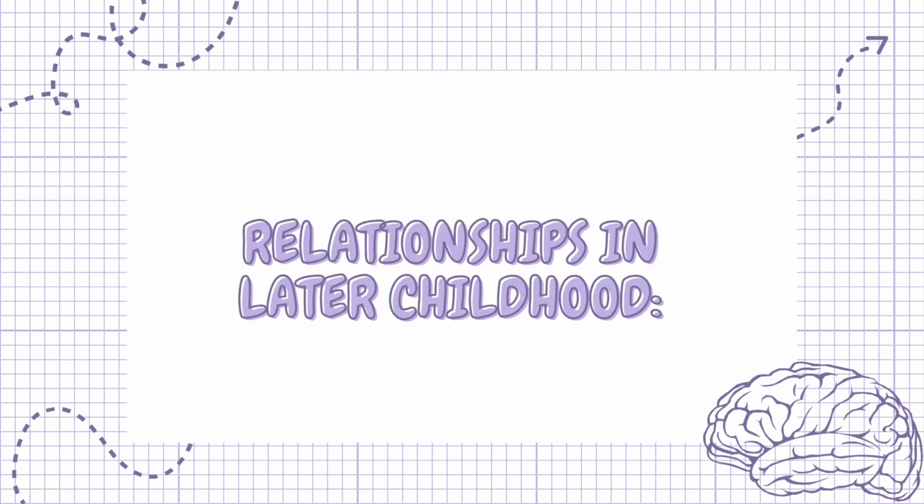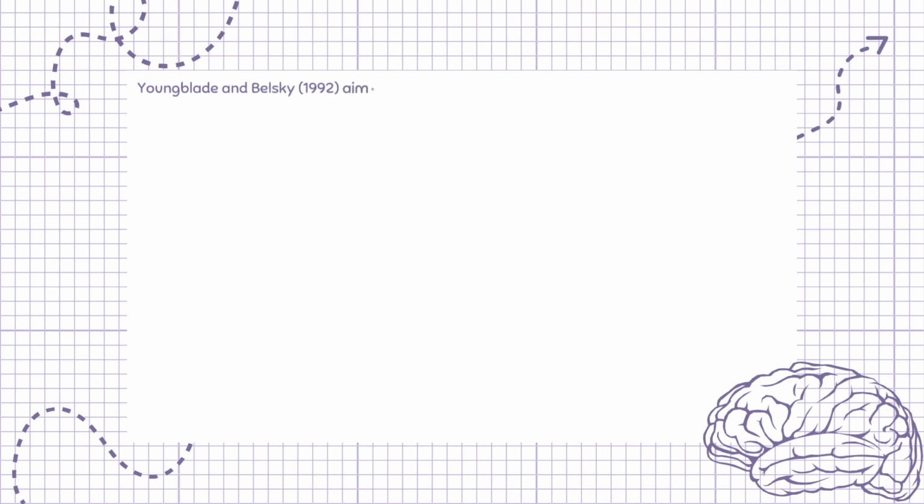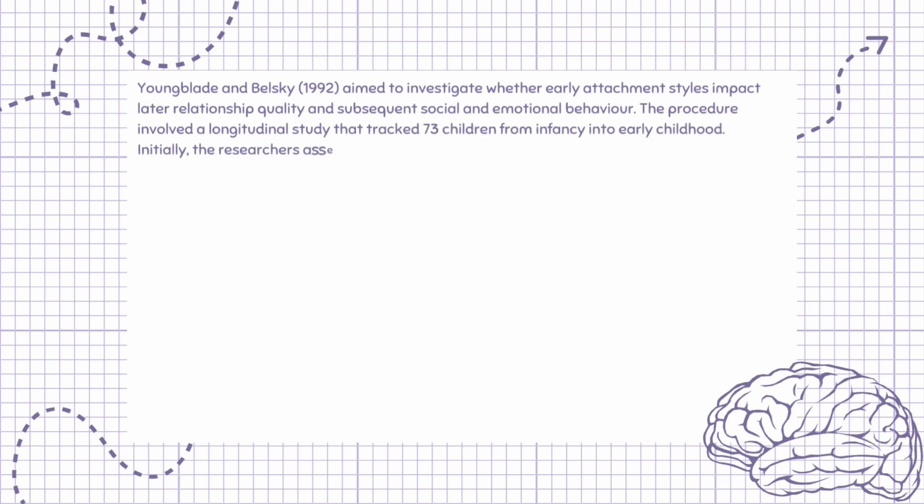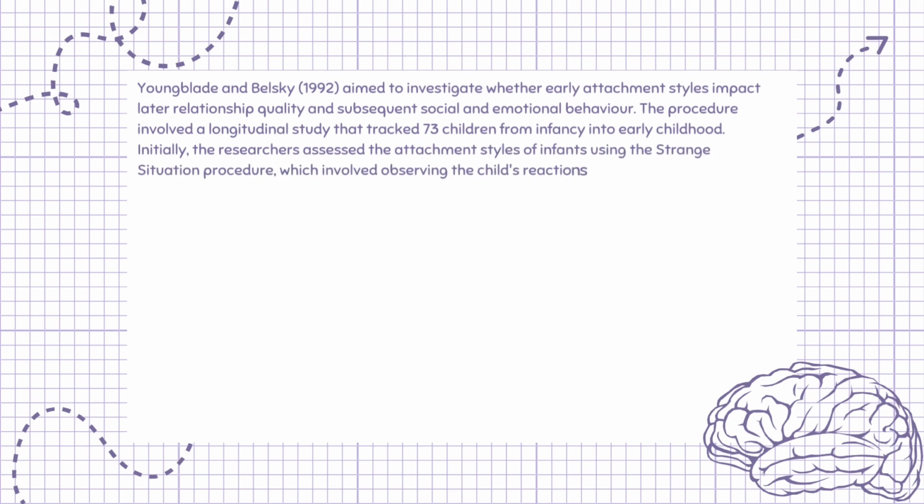Later relationships in childhood. Youngblade and Belsky, 1992, aimed to investigate whether early attachment styles impact later relationship quality and subsequent social and emotional behavior. The procedure involved a longitudinal study that tracked 73 children from infancy into early childhood. Initially, the researchers assessed the attachment styles of infants using the strange situation procedure, which involved observing the child's reactions to separations and reunions with their primary caregiver.